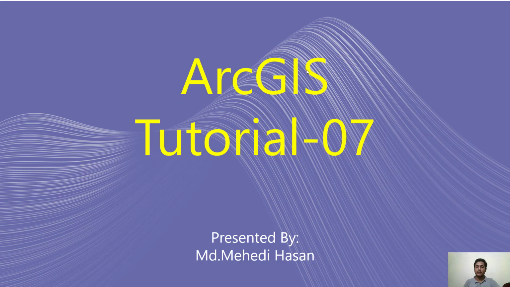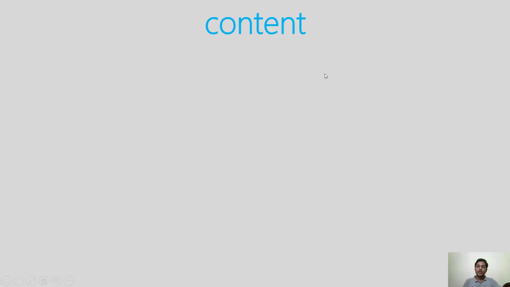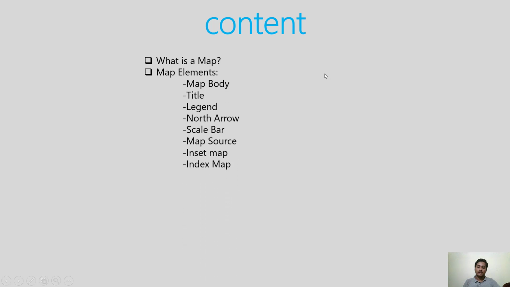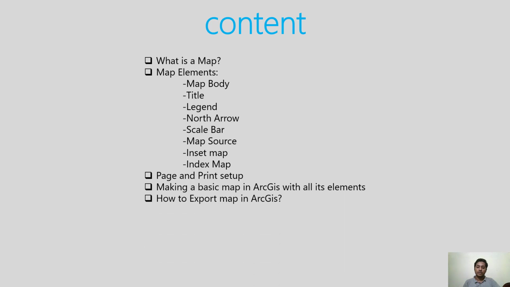At first, let us check out today's content. Today we will learn about what is a map and map elements. This includes map body, title, legend, north arrow, scale bar, map source, insert map, and index map. And then we will learn the page and print setup in ArcMap. And lastly, we will learn making a basic map in ArcGIS with all its elements. And at the end of it, we will learn how to export a map in ArcGIS.